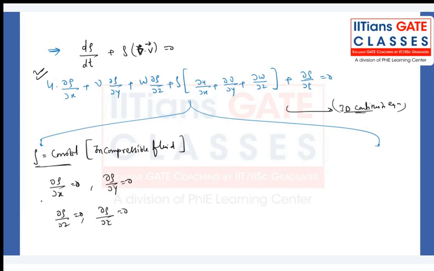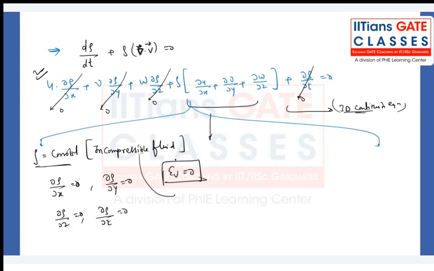So this term will be gone, this term will be gone, this term will be gone. You will be left with only these equations. And what is this? Volumetric strain rate will be 0. So incompressible fluid will lead to incompressible flow. That is the condition of incompressible flow: volumetric strain rate has to be 0.